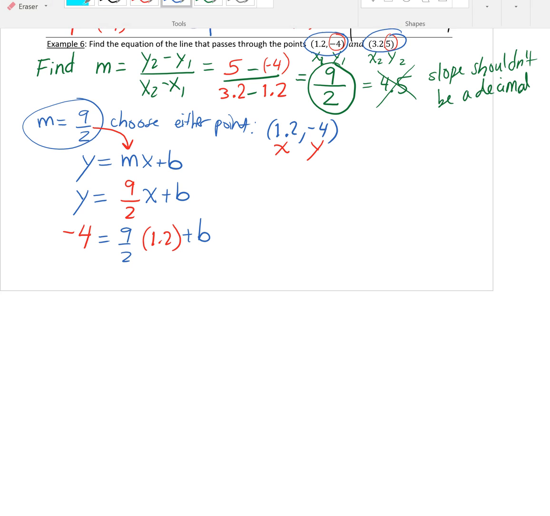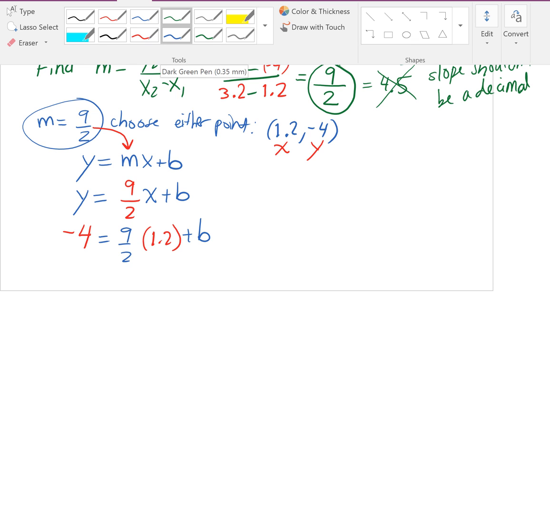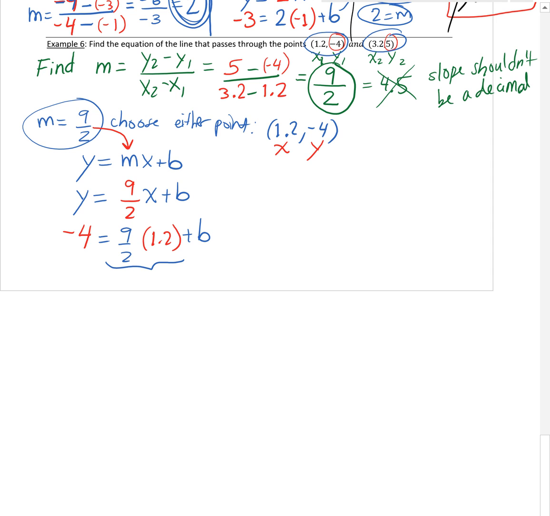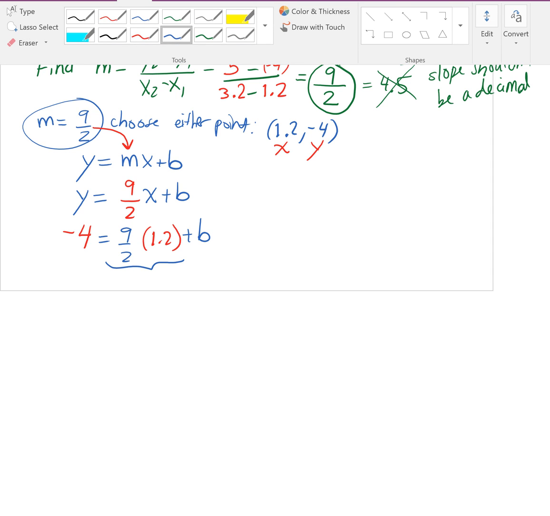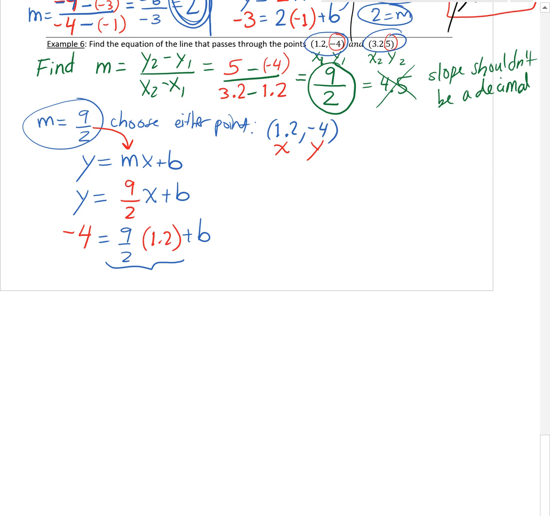Looks good. So now the next thing I want to do, this is kind of complicated here. 9/2 times 1.5. To do that computation, I'm thinking, if 1.5 was a whole number, I could put it over 1 and multiply across. Let's just do that.